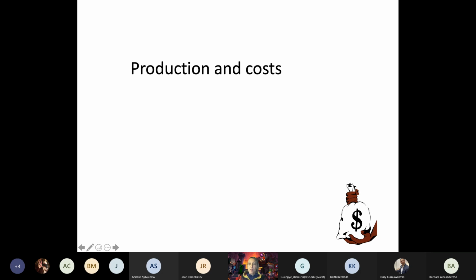And I don't know why that bag of money is on the slide. So let's just keep it in there. It's all about money after all, right?